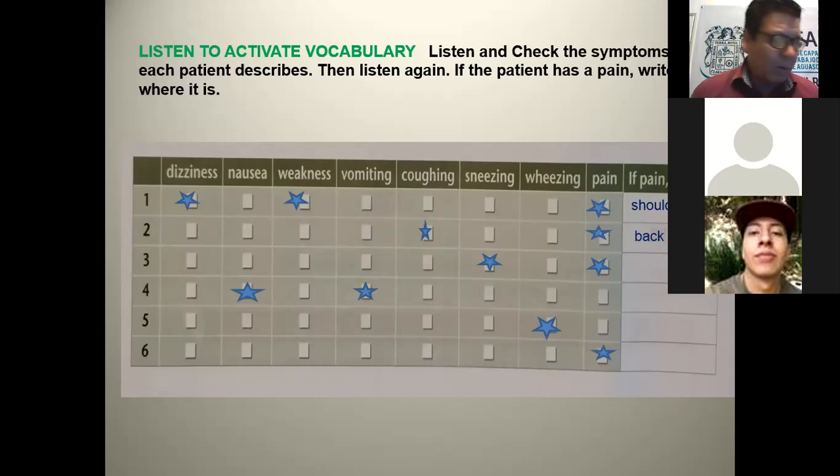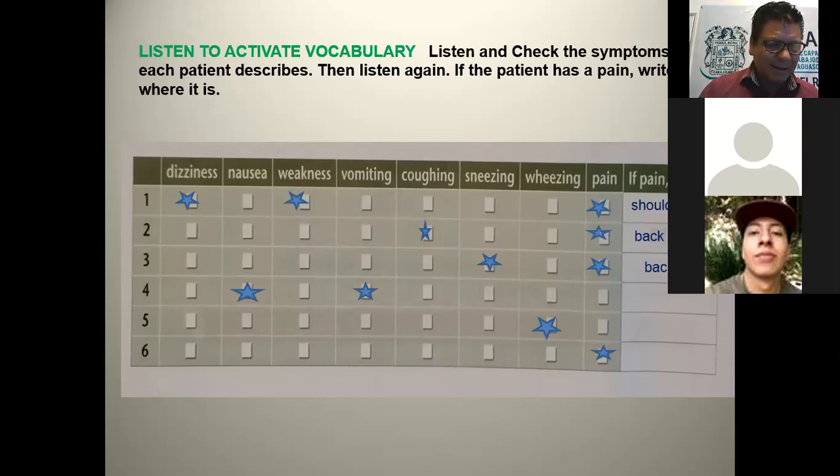Very good. And what about number 3? Where is he feeling the symptoms? Or where does he have the symptoms? In the back. Back. And what about number 4?